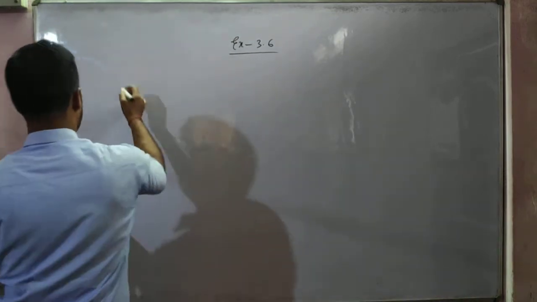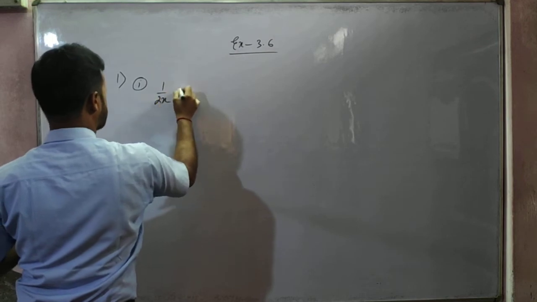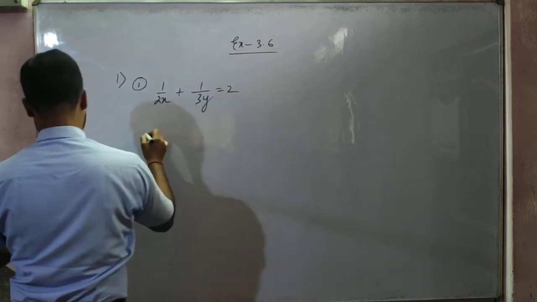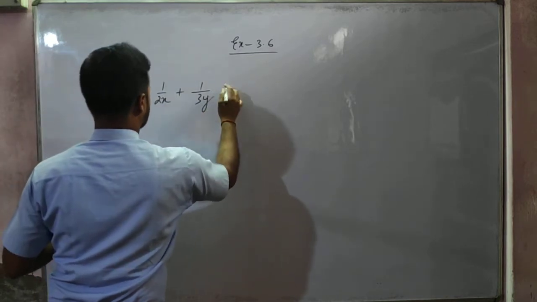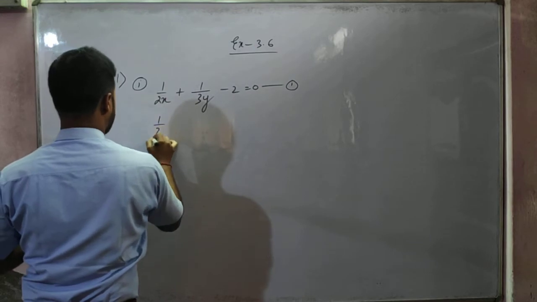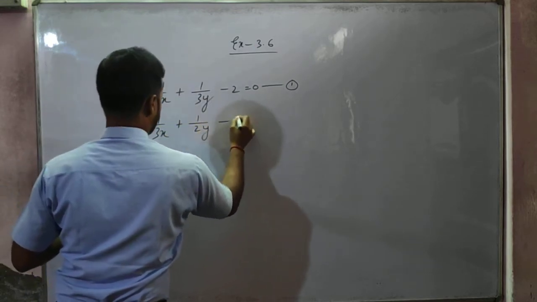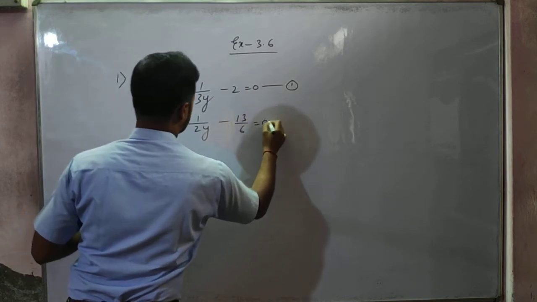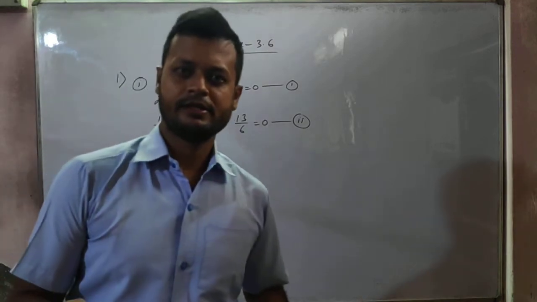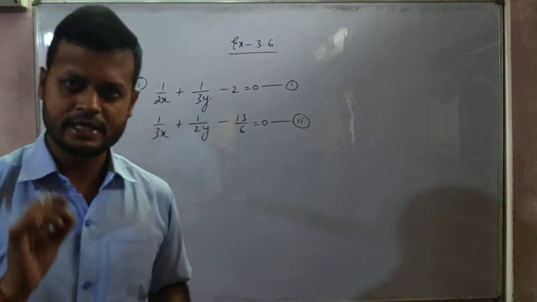Suppose for example number 1 only, the sum that we did right now: 1 by 2x plus 1 by 3y minus 2 is equal to 0, mark it 1. And 1 by 3x plus 1 by 2y minus 13 by 6 is equal to 0, mark it number 2. The same pair of linear equations you can solve without reducing also, because it will be a little easier for you all.